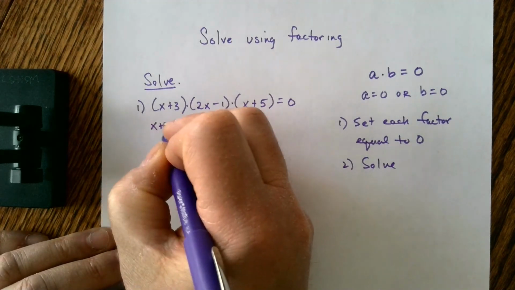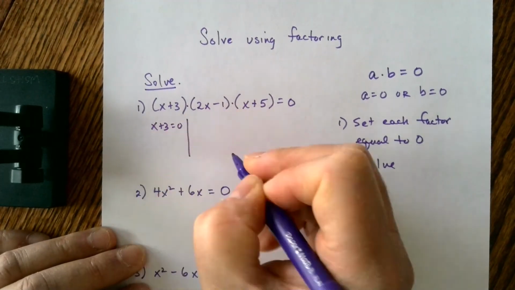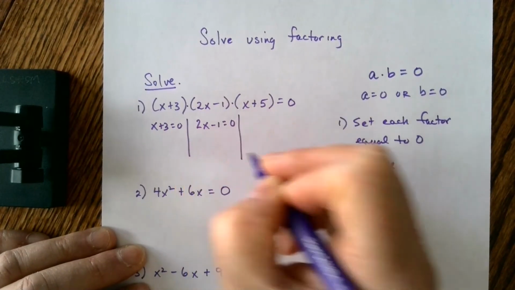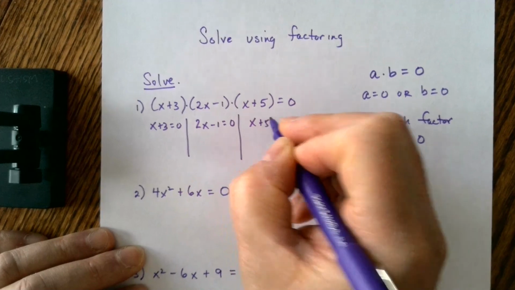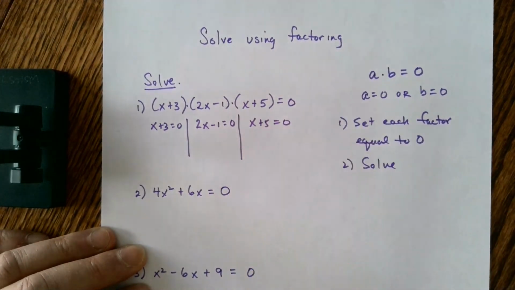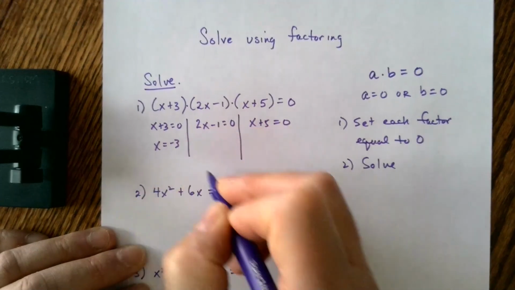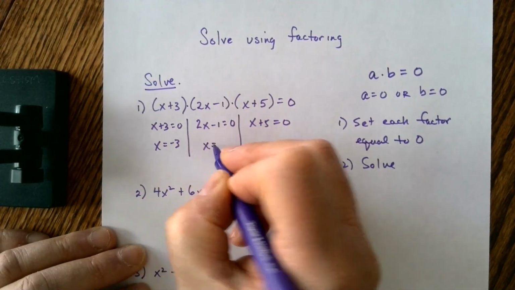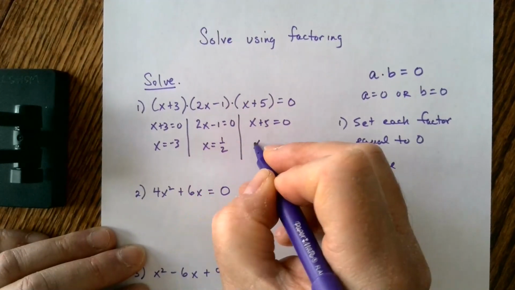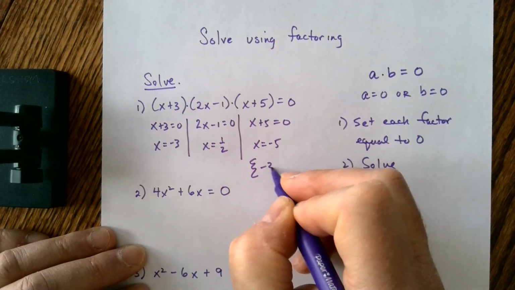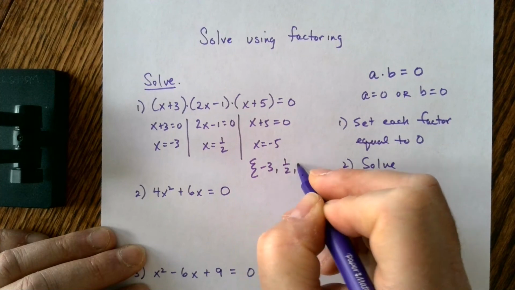So I'm going to take the x plus 3, which is my factor, set it equal to 0. 2x minus 1, which is my factor, set it equal to 0. And x plus 5, which is my factor, and set it equal to 0. Now if I solve each one of these, I get x equals negative 3, x equals 1/2, and x equals negative 5. So my solution set would be negative 3, 1/2, and negative 5.